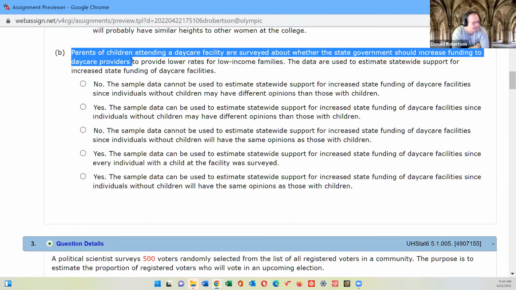That would make sense. Would you agree it wouldn't be a good idea to tell people in jails, do you think we should reduce the sentencing in jails? I'm being silly here, right? But you can imagine that's not a good sample, right? Those people have got their own biases, right?